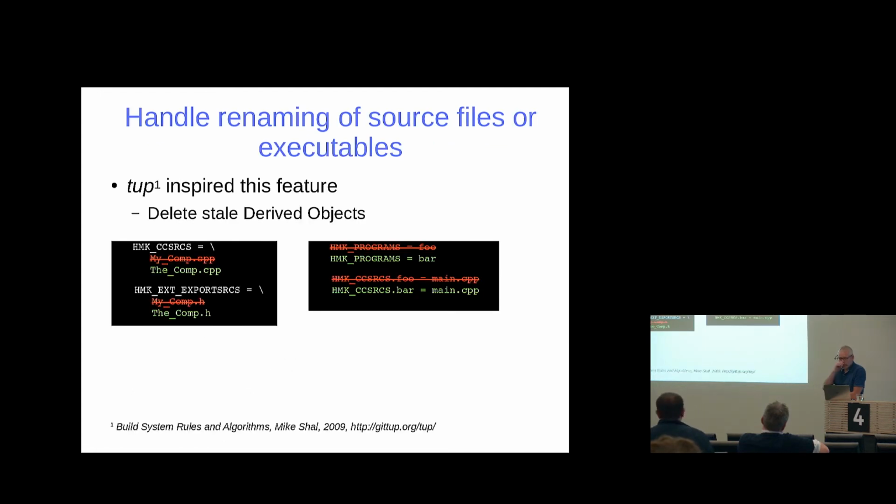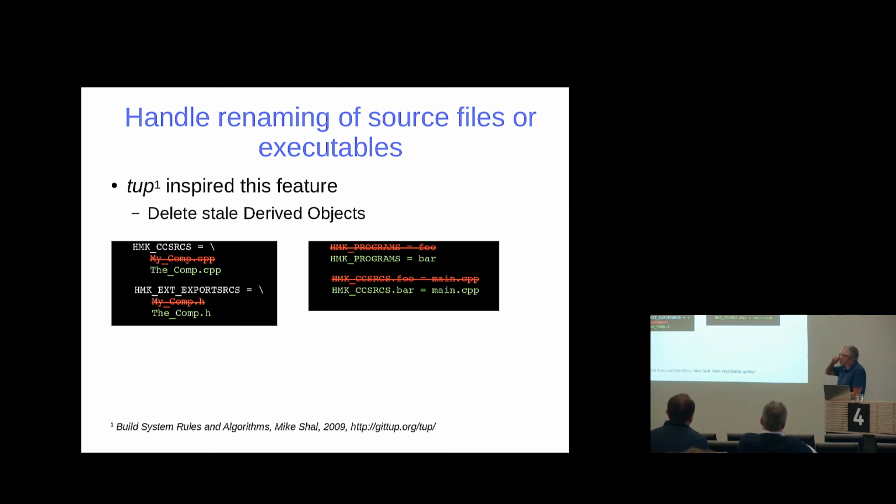And then we have the case of, have you ever renamed a header file in the version control system, but continued having a CPP file referencing the old name? Or have you ever had an executable but changed the name of the executable, but still continued testing the old one? And you didn't find out until you cleaned the workspace? And well, there's a build system called TUP, and there's a reference at the bottom there. That gave me an idea to implement this feature, how to delete stale derived objects.